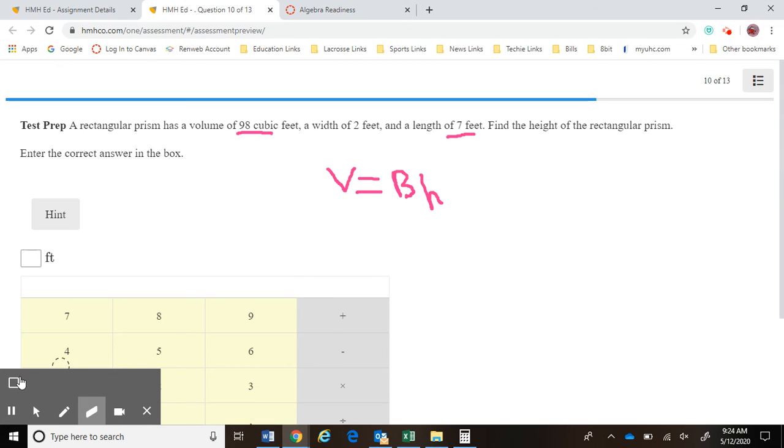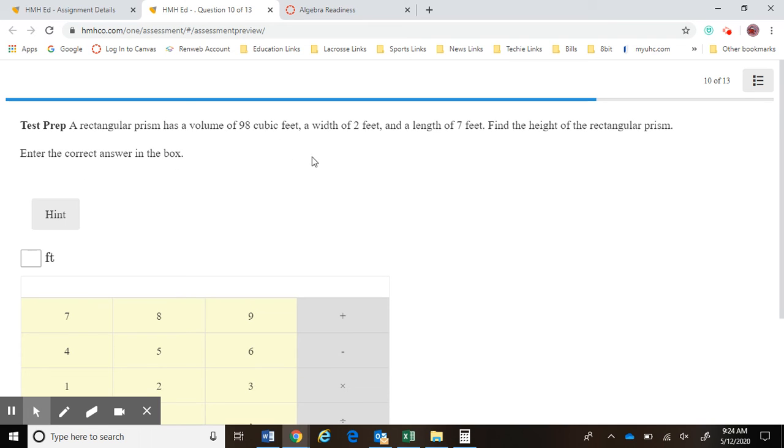Question number 10. Here we go. A rectangular prism has a volume of 98 cubic feet, a width of 2 feet, and a length of 7 feet. Find the height of the rectangular prism. Remember, V can always equal BH. But the volume of a rectangular prism can also equal length times width times height.